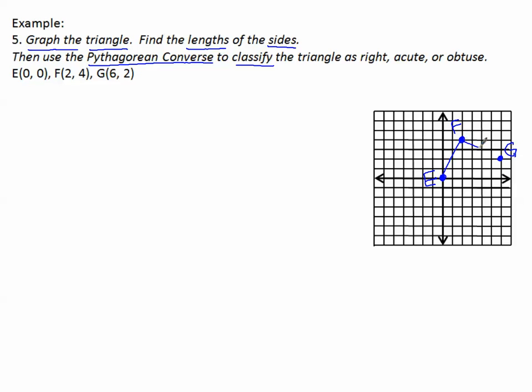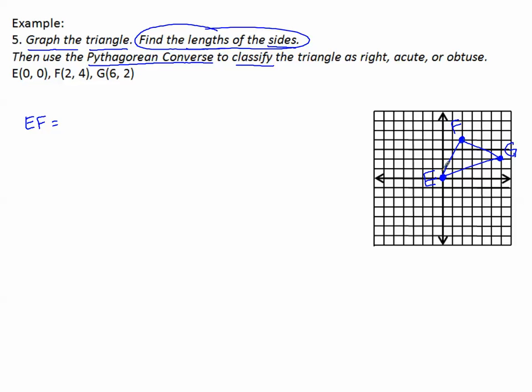Now, we can look at it and possibly even make a guess for what kind of triangle we think it is, but that's not what this said to do. This said, find the lengths of the sides. We'll do that first. Coincidentally, we're using the Pythagorean theorem to find the lengths. Remember how we do that.